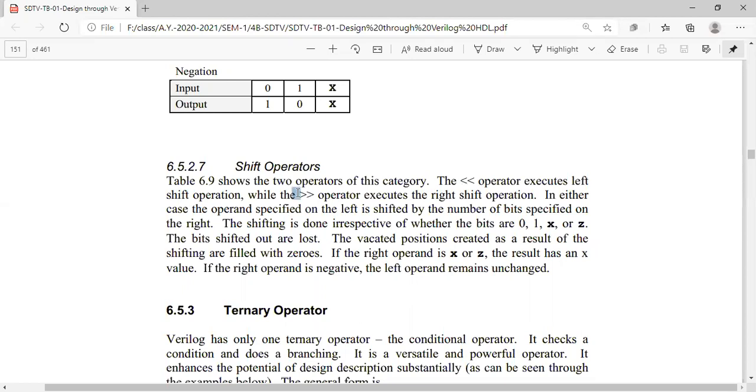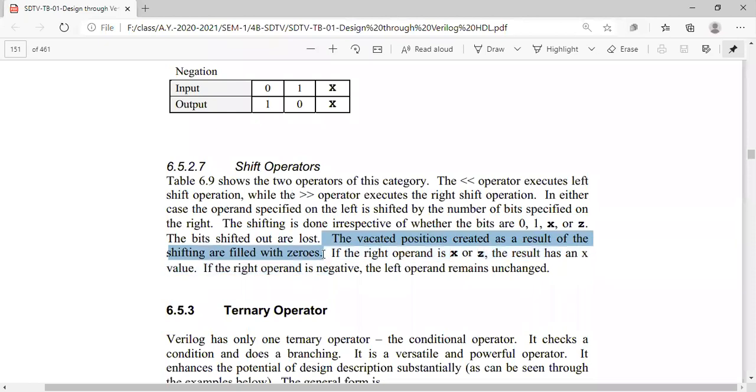Generally, we will be using this side. That means on the left side of the operand, we will be using some A that may consist of 4 bits or 6 bits or 8 bits, whatever it may be. If I write a value, that means I want to shift it right by that many bits, and after shifting, some of the positions will be vacant. Those vacant bits will be filled with zeros.